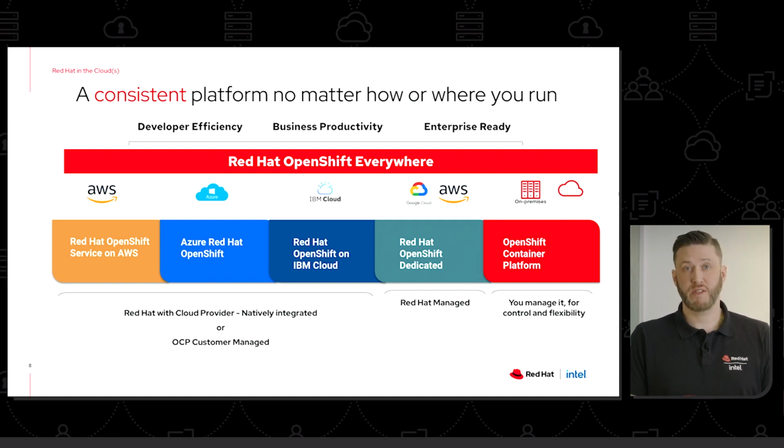The fully managed option is natively integrated into cloud providers like AWS, Azure, and IBM Cloud. Here you get joint support and management by Red Hat and the cloud provider. And you can also natively integrate with the cloud provider's services and solutions. The dedicated option you can run on Google Cloud or AWS. Here you get more control and flexibility. This option is managed and supported by Red Hat only. And last of all, we have the self-managed option for maximum control. You can run OpenShift on your data centers or provision it from the cloud providers' marketplaces.